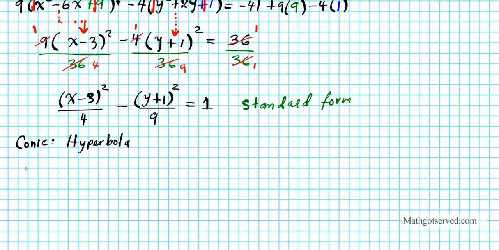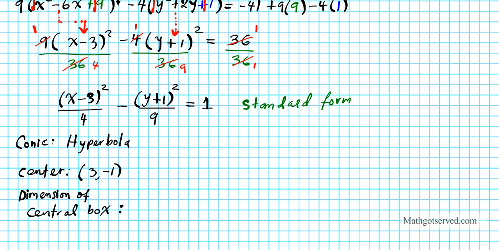Now let's take a look at the properties. First thing we need is the center. You do the opposite of the number next to the x, which is negative 3, so it becomes positive 3. And the opposite of the number next to the y, positive 1, we have negative 1. Now next we need the central box. We're going to call it the dimension of the central box. This central box will basically guide the construction of our hyperbola.